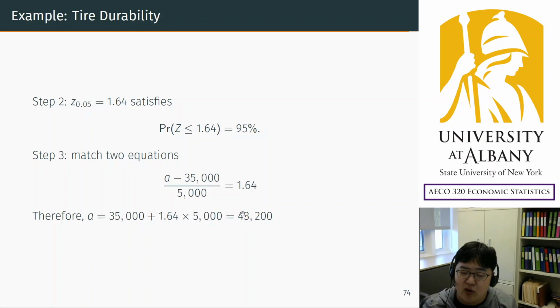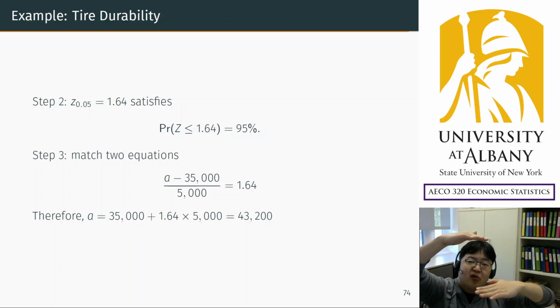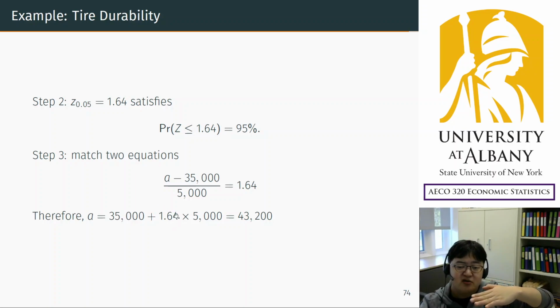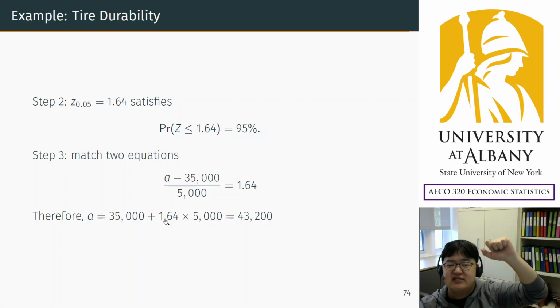So A is 43,200 miles. By the way, if you look at the form of A, it is expressed as the mean plus 1.64, which is the standardized distance from the mean, right? It's the relative distance from the mean. That's the meaning of standardization. So 1.64 times the standard deviation. From the mean, A is 1.64 above, and because the unit is standard deviation, you have to multiply by 5,000. So 1.64 standard deviations above the mean is equivalent to this mileage. From the mean, you add 1.64 standard deviations.